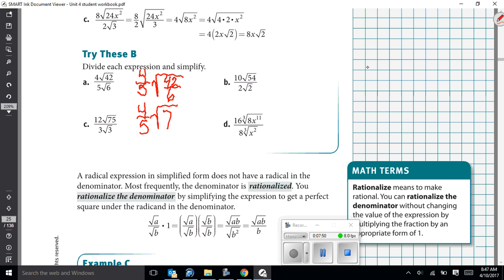And if we enter this into our calculator, it should be the same as if we entered 4 times the square root of 42 divided by 5 times the square root of 6.